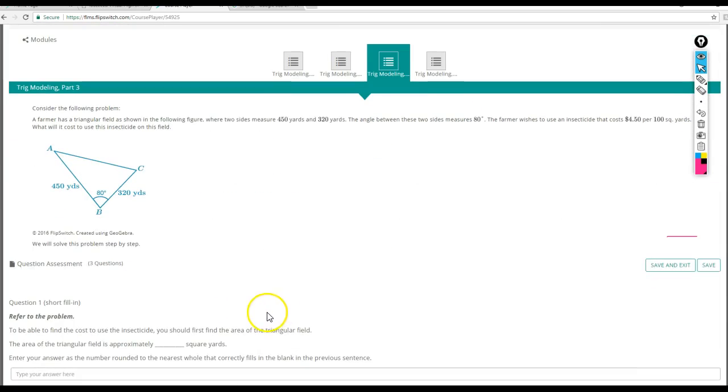So question assessments. Question 1. To be able to find the cost to use the insecticide, you should first find the area of the triangular field. The area of the triangular field is approximately blank square yards. Okay.